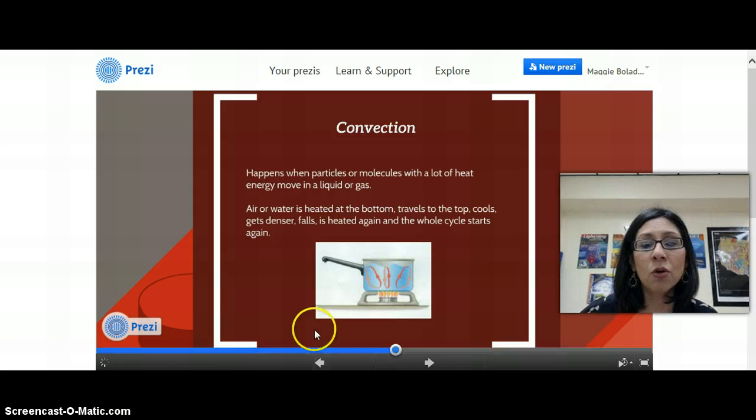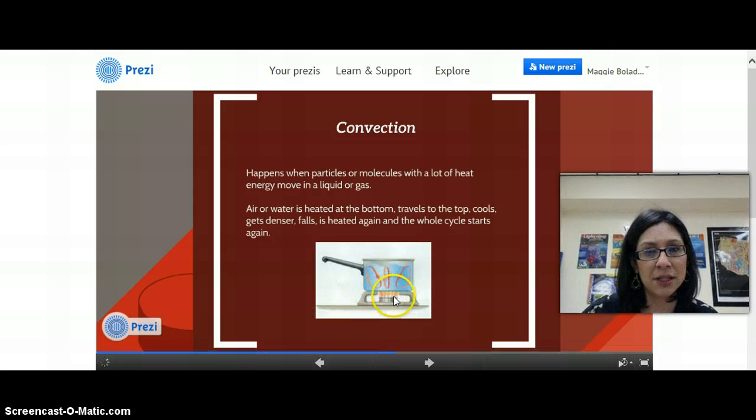Okay, air or water is heated at the bottom, as you can see in this picture, and the heated molecules, they travel to the top. Okay, they cool down just a little bit. And remember that cooled down molecules, or cold particles, they get a little heavier, and that's why they sink down.